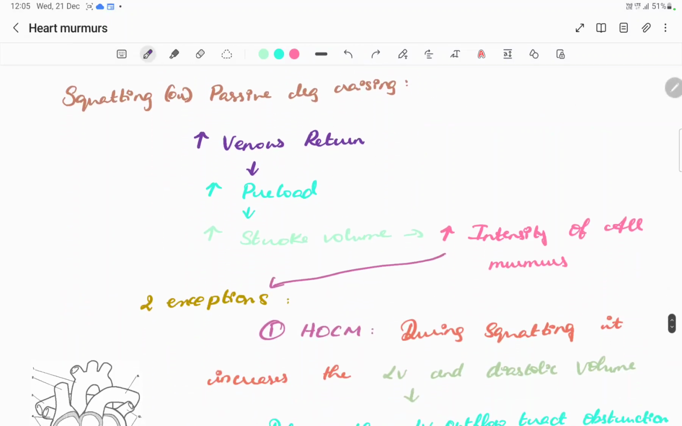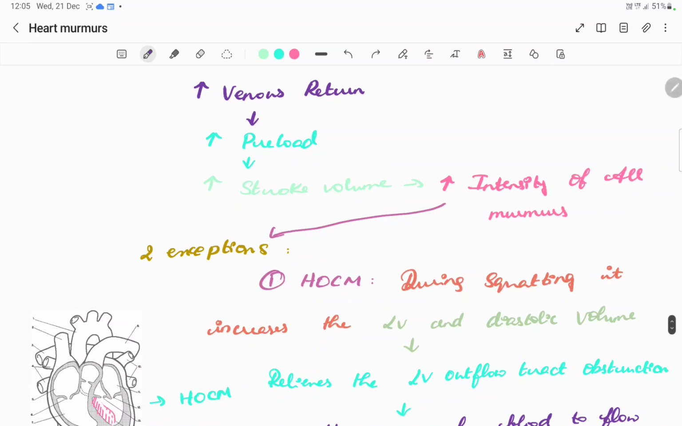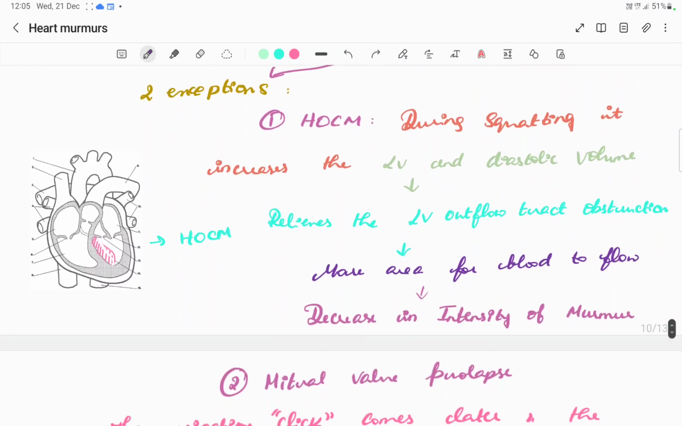Okay, if someone's squatting, so what happens? There'll be an increase in the venous return. That will in turn increase the preload. That will increase the stroke volume, and that will increase the intensity of all murmurs. But there are a few exceptions, which is two main exceptions, which is hypertrophic obstructive cardiomyopathy, which is when a person squats. That will increase the left ventricular end diastolic volume.